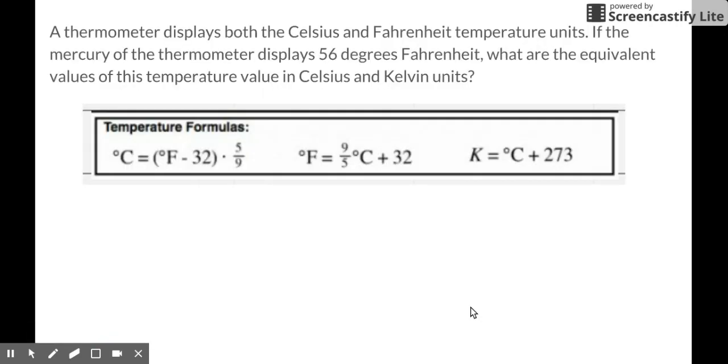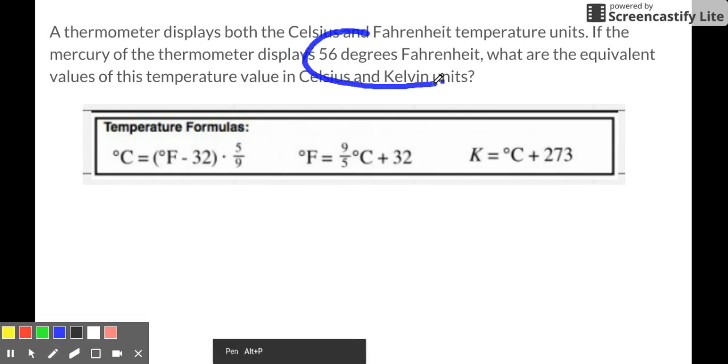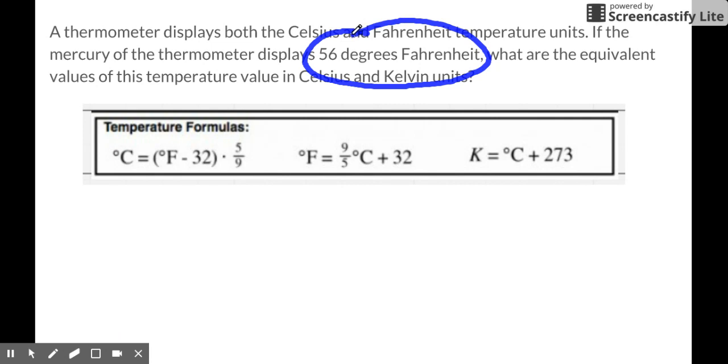The next problem is about a thermometer that displays both the Celsius and Fahrenheit temperature units. If the mercury of the thermometer displays 56 degrees Fahrenheit, what are the equivalent values of this temperature in Celsius and Kelvin units? What I want you to do is please convert your 56 degrees Fahrenheit using your calculator to Celsius and Kelvin units using this temperature formula, and leave your two answers as comments for this particular problem. Let's check if you're able to practice this and if you got this right.